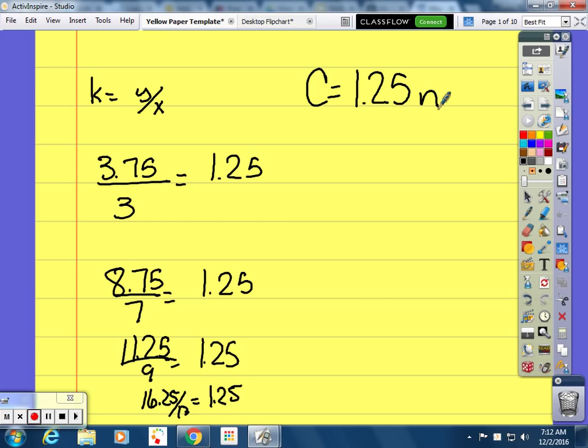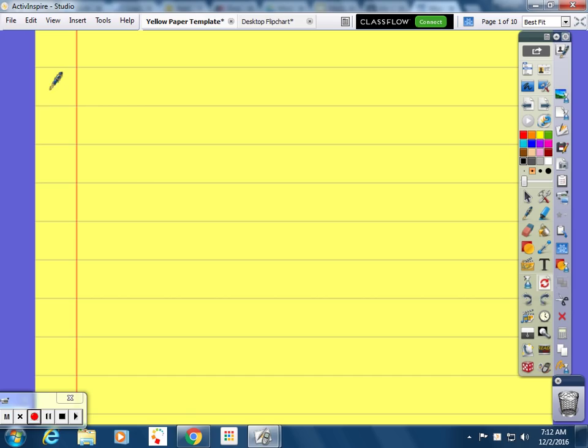Moving on to number 21. It says the amount that Danielle earns babysitting in a month is represented by the equation A equals 7.5H. In the equation, A represents the total amount that Danielle earns. The number of hours she babysits is represented by H. What is the constant of proportionality, or the unit rate, of A to H?